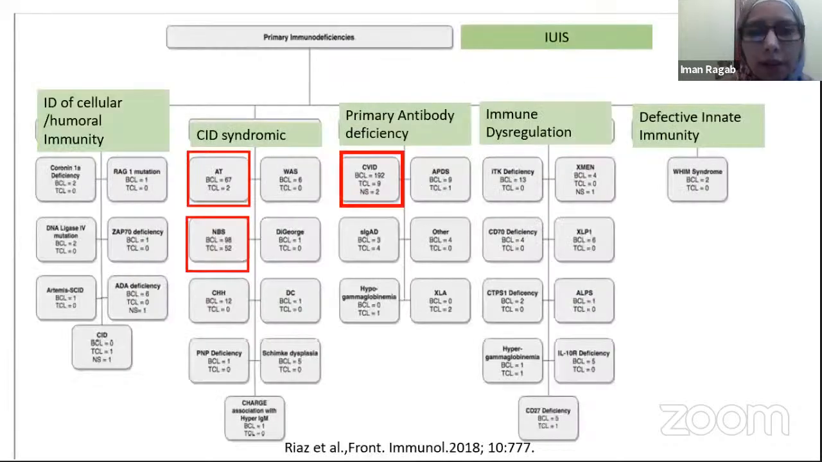In a recent registry about the prevalence of immunodeficiency, they put the classification just typical to the International Union of Immunological Societies. They found that lymphoma was most prevalent in ataxia telangiectasia, Nijmegen chromosomal breakage syndrome, and common variable immunodeficiency. That's why those disorders are very closely followed for the development of specifically B lymphoproliferative disorder.